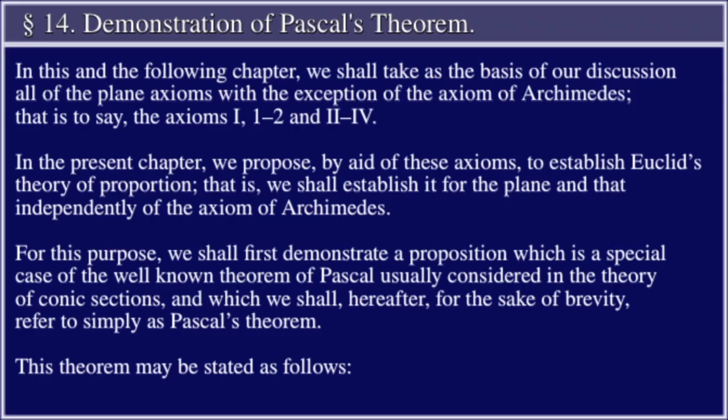In this and the following chapter, we shall take as a basis of our discussion all the plane axioms with the exception of the axiom of Archimedes. That is to say, the axioms of group 1, 1 and 2, and the axioms of group 2 through 4. In the present chapter, we propose, by the aid of these axioms, to establish Euclid's theory of proportion. That is, we shall establish it for the plane, and that independently of the axiom of Archimedes.